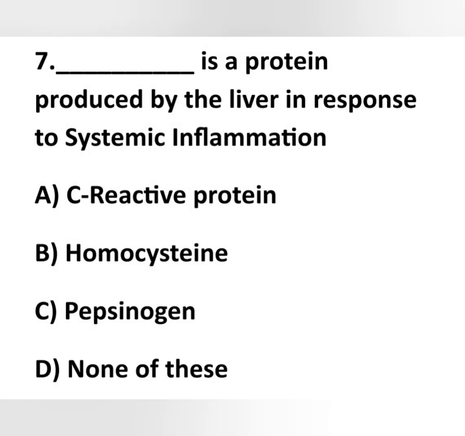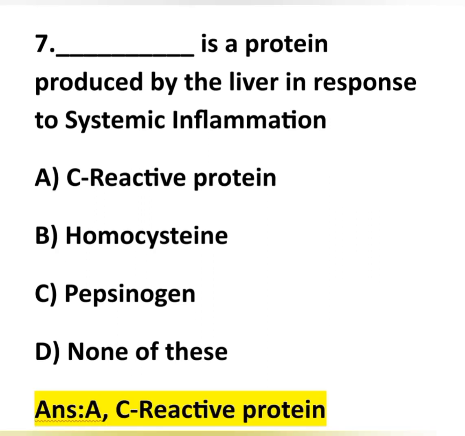Question number 7. Dash is a protein produced by the liver in response to systemic inflammation. And options are option A C-reactive protein, option B homocysteine, option C pepsinogen, and option D none of this. Here the correct answer is C-reactive protein, which is produced by the liver in response to systemic inflammation.